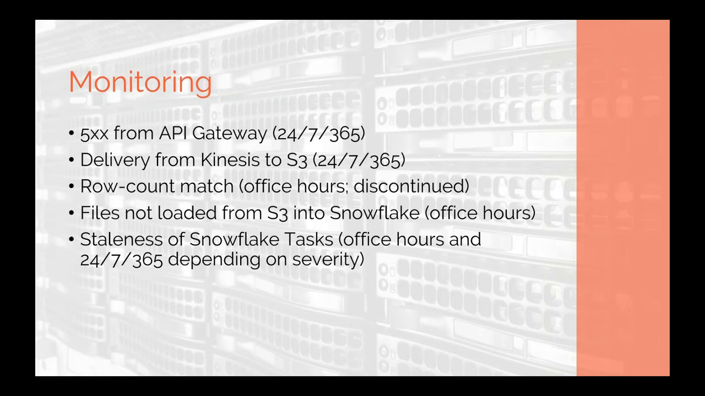Explicitly, we are monitoring the 500 HTTP error codes from API gateway. If it's not a 500, it's guaranteed to be in Kinesis, and they guarantee that the message made it to multiple availability zones at AWS. Then we need a guarantee that the message gets from Firehose to S3 before it gets dropped from Firehose.